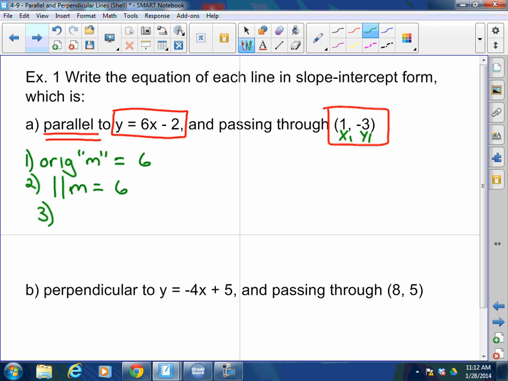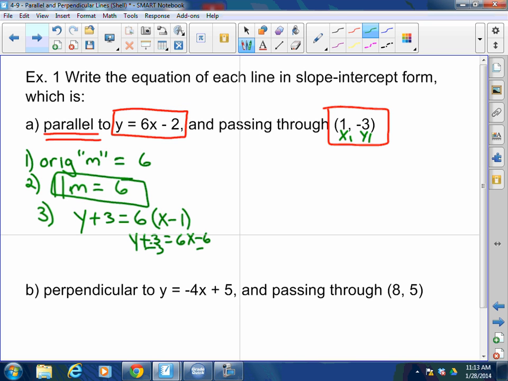What's step 3? We just went over this. Plug it into point slope form. Y minus y1. So remember, that's minus a negative 3. So minus a negative 3 becomes plus 3 equals m. What's my slope that I'm using? I'm using the parallel slope times x minus x1. Y plus 3 equals 6x minus 6. Subtract 3 from both sides. Y equals 6x minus 9. That is my parallel equation.